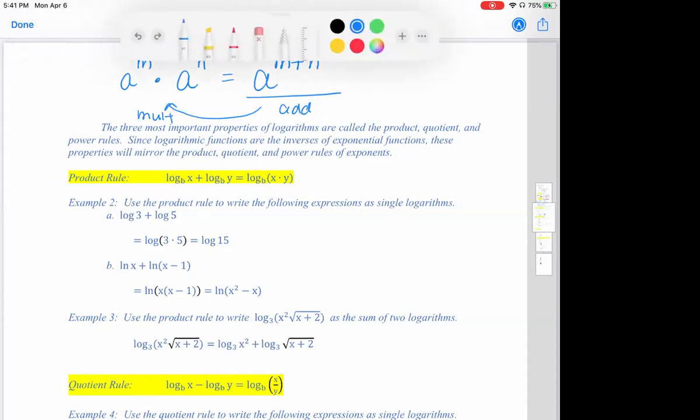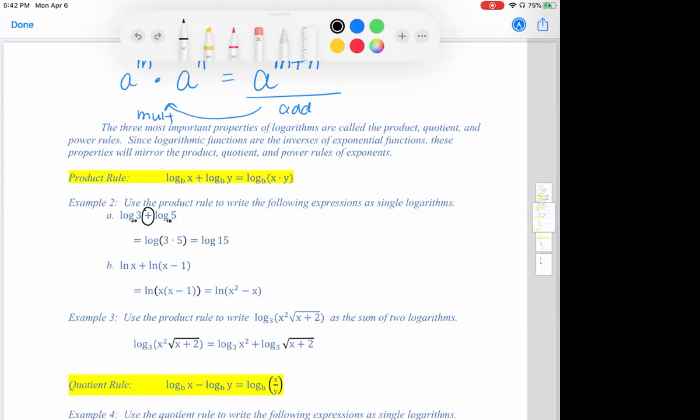So let's take a look at example 2. Use the product rule to write the following expressions as a single logarithm. So log of 3 plus log of 5. Okay, so they have the same log base. Remember, if a number isn't written, we assume 10. And that's the only condition that needs to hold true. If I have the same log base, I can rewrite it with 1 log. So because it's being added, I can rewrite it using multiplication, as we see on the next line. So this can be rewritten as log of 3 times 5, which is 15. That's example A. Let's continue with example B.